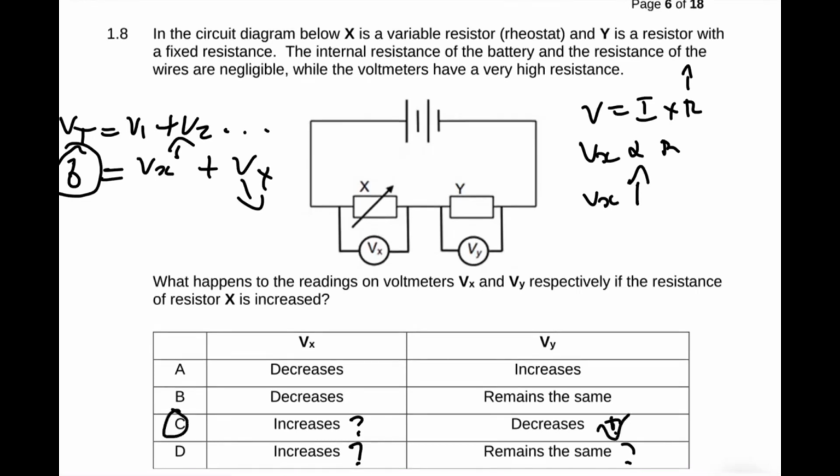If you want to go deeper and think about how it's actually going to decrease, that will be because when we increase the resistance of X, the current will go down, because I equals V divided by R. The current went down for resistor Y, right? So Vy has less current but the same resistance, so the value is supposed to ultimately go down.